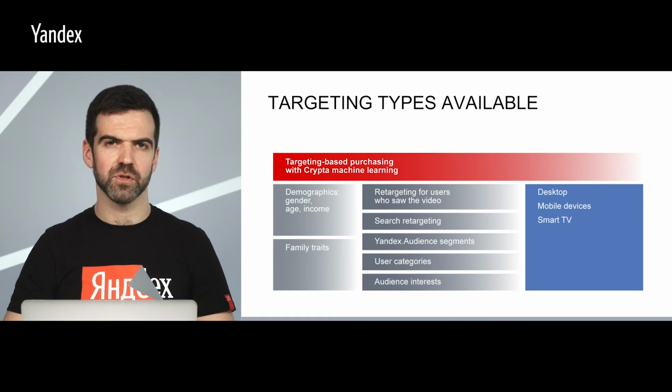You can target users who interacted in a specific way with your site. For example, they added products to their cart but didn't place an order. Yandex's crypto technology makes it possible to determine user interests and make sure that your ads are seen by those users in your audience that are most likely to be interested.